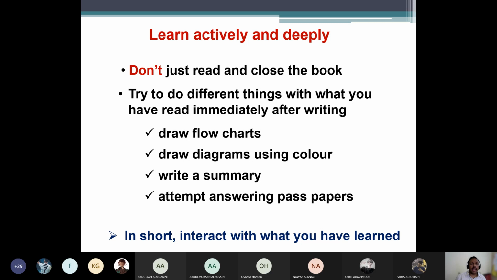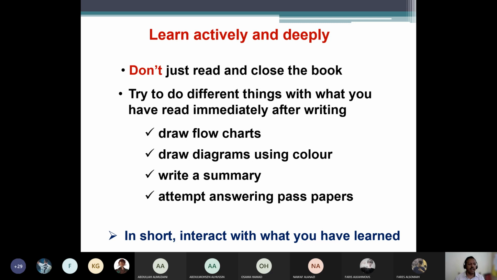For learning actively and deeply, I recommend don't just read and close the book. Rather, try different things. What different things can you try? Let's say for preparation of the Medu lecture, what will you do? You will draw flow charts, or not only flow charts. If it is not related, you can write notes. Draw flow charts, draw diagrams using different colors, write a summary of the lecture, and attempt the answers.